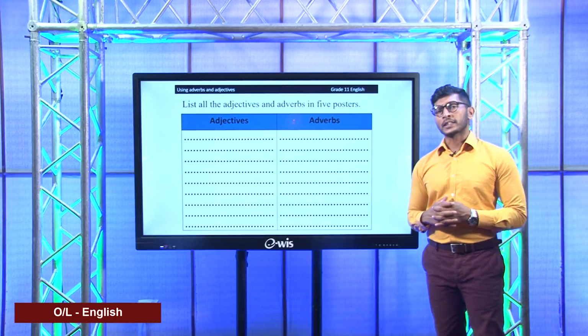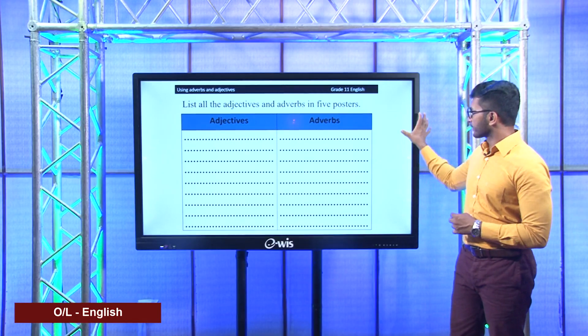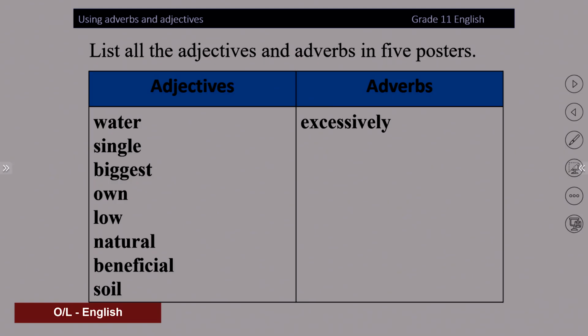I hope you have got the correct list of adjectives and adverbs. Shall we look at them? Yes. We have the adjectives water, single, biggest, low, natural, beneficial and soil. The adverb we found there is excessively. What do you mean by excessively? It's more than necessary.